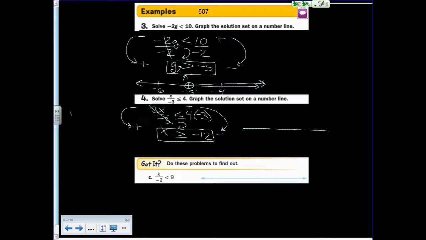Our number line, we're going to put negative 12 in the middle.